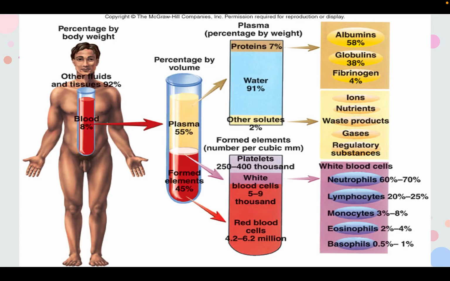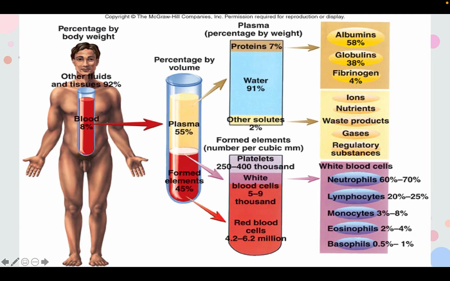So looking at some of the composition of blood, you can see that blood itself is 8% of the body's volume, and 92% of the rest of the body is everything else. And then that blood is made of 55% plasma, which is the liquid component of blood, and then 45% formed elements. These are solid matter or cells that make up blood itself.